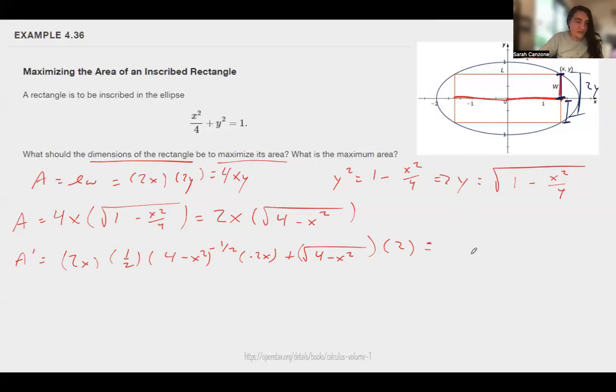What this is actually equal to is, again, I have it right here. It's 8 minus 4x squared over the square root of 4 minus x squared. And this is what the derivative is once you simplify this whole thing.